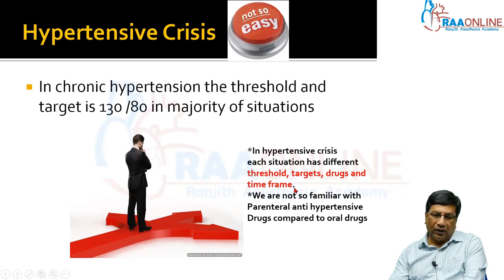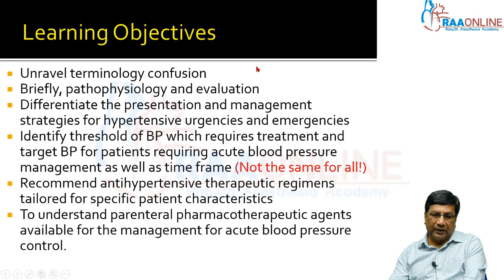Moreover, you have to decide all this at very rapid speed because the patient is very ill when the patient has a hypertensive crisis. And the second most important point is, we are not so familiar with parenteral antihypertensive drugs as we are with oral drugs. So, that also complicates matters: which drug to be given, what dose to be given, what titration should be given, and what will be its action after stopping the drug, and so on. So, we are not very familiar. Because of these reasons, the treatment of hypertensive crisis is not so easy.